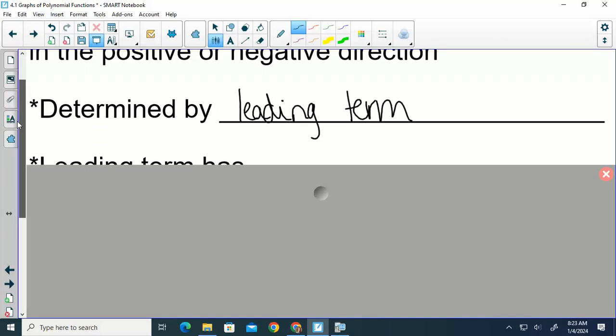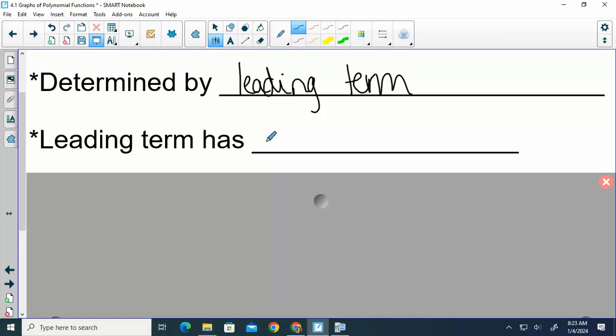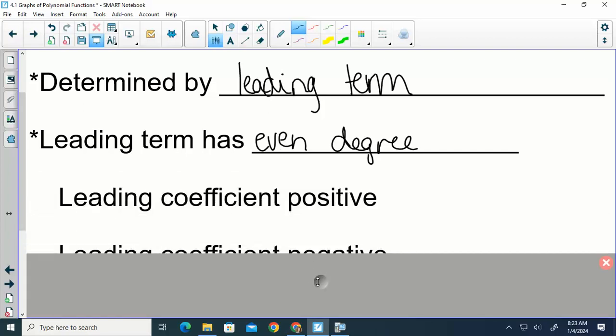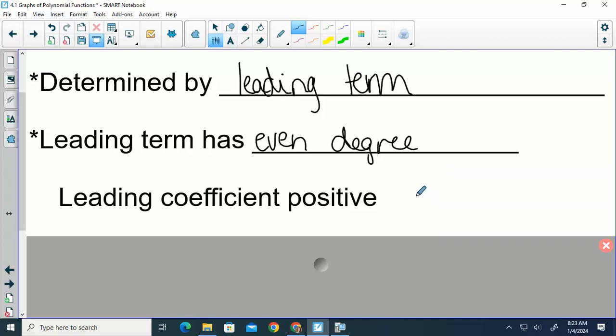So, if it has an even degree, so something with an x squared, x to the fourth, x to the sixth, what do we know about the ends? Yeah, they're both going up as long as your leading coefficient is positive. So for end behavior, what I usually do is just draw arrows. And that's all I'm expecting from you.